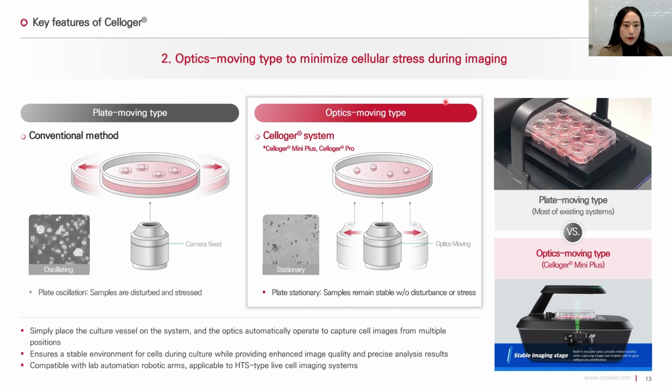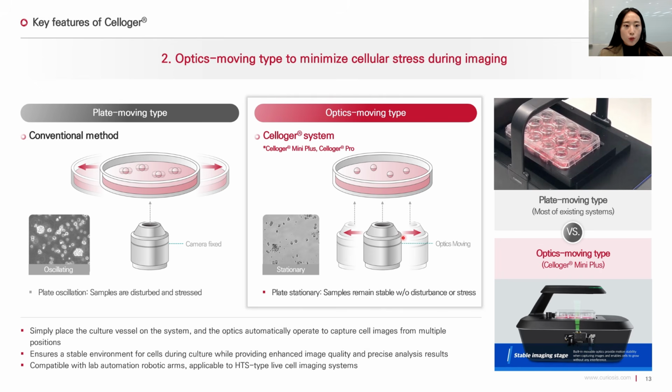Another key feature of Cellular is its optic moving design. In most live cell imaging systems, the plate moves while the camera stays fixed. As you can see in the video here, that motion can introduce vibration and disturbance, leading to cellular stress or even detachment in sensitive cultures, and then in turn can affect cell growth.